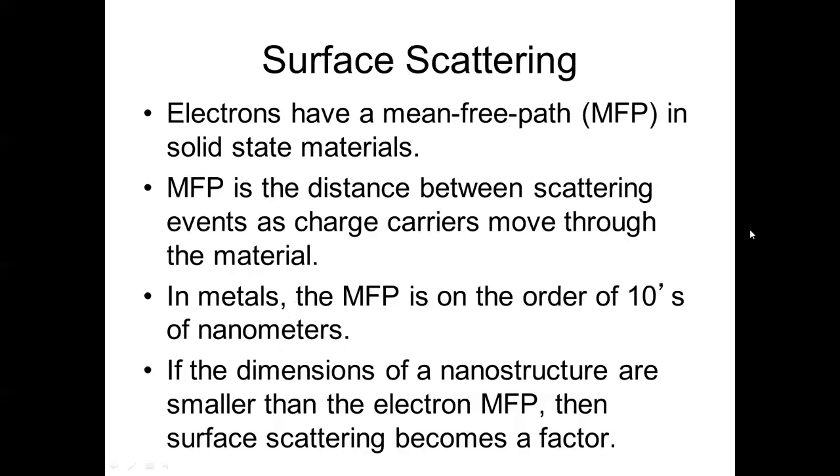So what surface scattering is: electrons have a general mean free path in solid state materials. The mean free path is the distance between scattering events as charge carriers move through the material. In metals, the mean free path is on the order of tens of nanometers. If the dimensions of the nanostructure are smaller than the electron mean free path, then this surface scattering, not the scattering from the material but actually the physical dimension, becomes a factor.